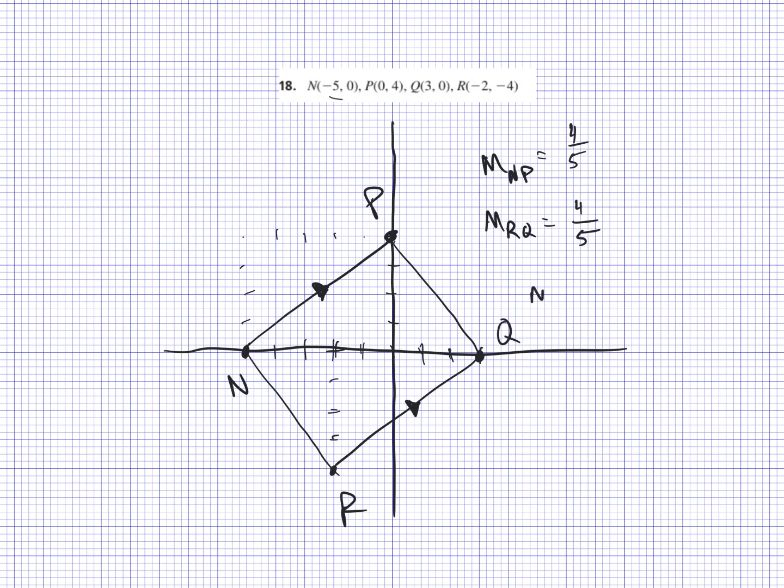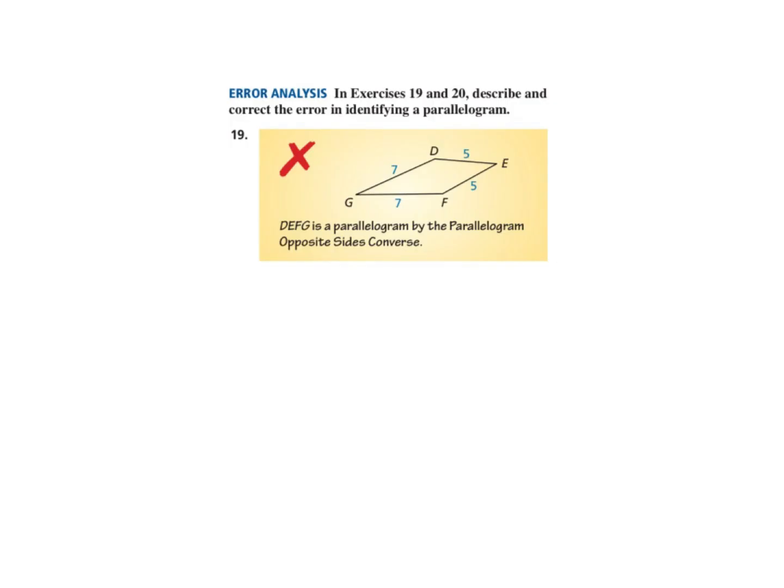Now we do the slope of N to R. So I'm going to go down 4. That's negative. I'm going to go over 3. And that should match from P to Q. So down 4 and over 3. And it does. So their slopes match. So by definition, it's a parallelogram.